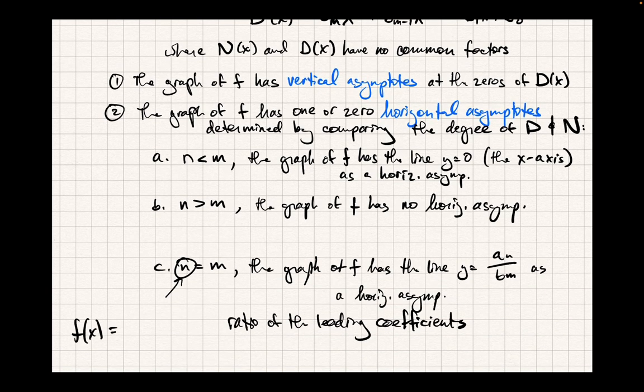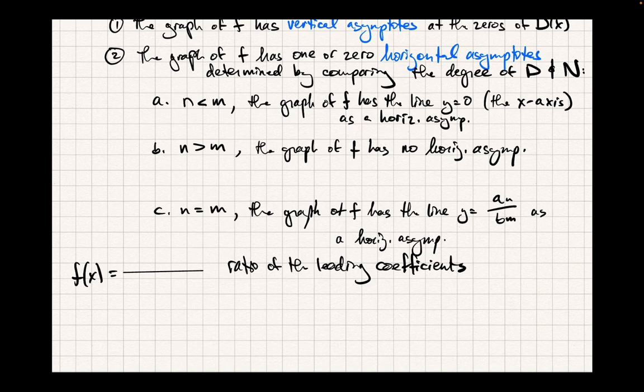So what does case C, n equals m, mean? The degrees are equal. So give me a polynomial in the numerator and a polynomial in the denominator, a rational function, for example, that we can use for case C. Go ahead, Kira. 3x squared plus 2x plus 11 over 7x squared plus 9x plus 3.